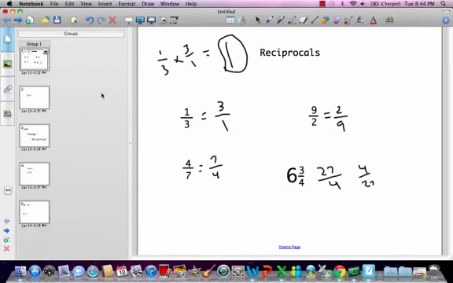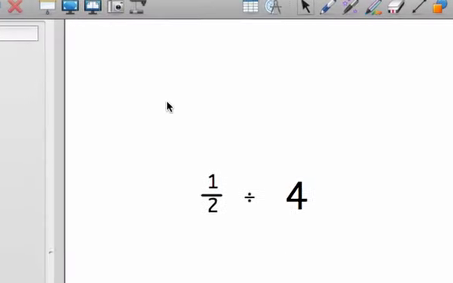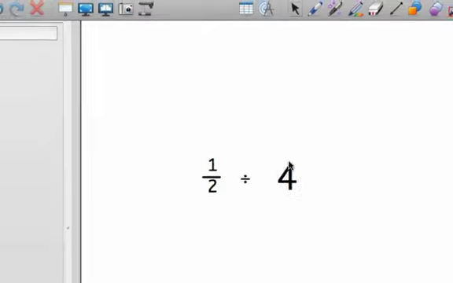So what about if I had to divide fractions? The process is pretty simple. If I had something like 1/2, let's say we had half of a candy bar, and then all of a sudden 4 of your friends come up and they want some of that candy bar, and you've got to figure out how big the pieces are going to be compared to the original candy bar. We divide 1/2 by 4.